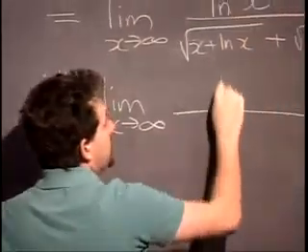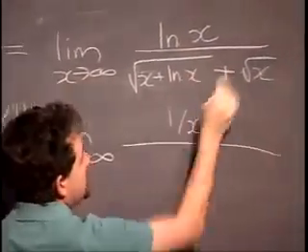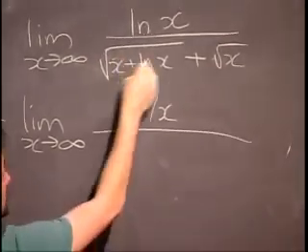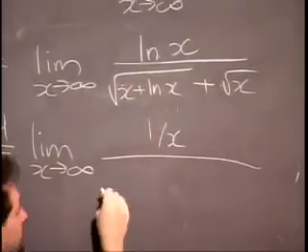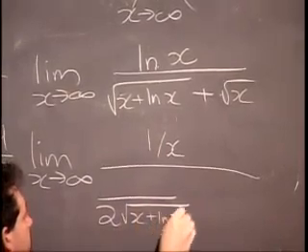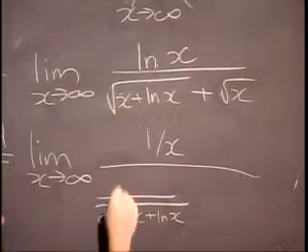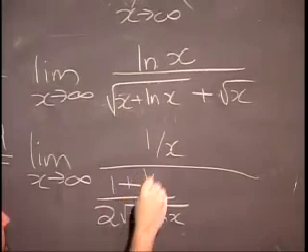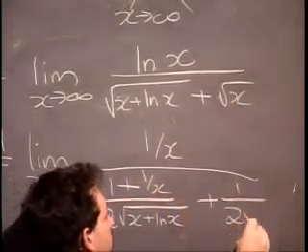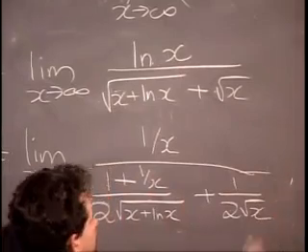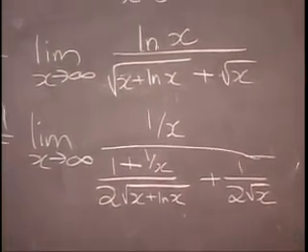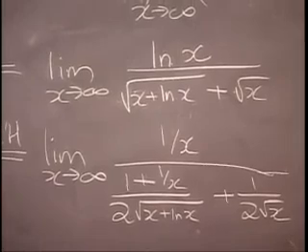And the derivative of log x is 1 over x. Unfortunately, this thing's a bit of a mess to differentiate. The derivative of a square root is 1 over 2 times the square root, but you need to multiply by the derivative, which is 1 plus 1 over x. And in this case, the derivative is just 1 over 2 square root of x. Okay, so this is a bit nasty. Rather than simplify it, just ask yourself what happens as x goes to infinity.